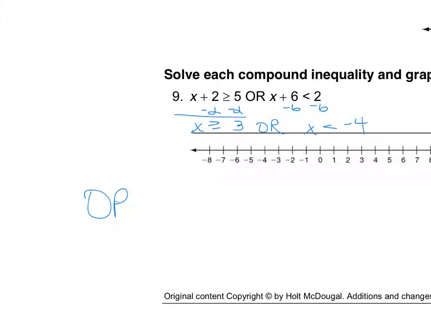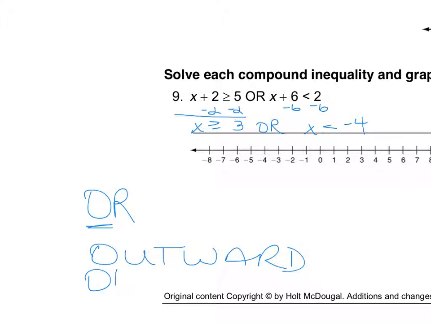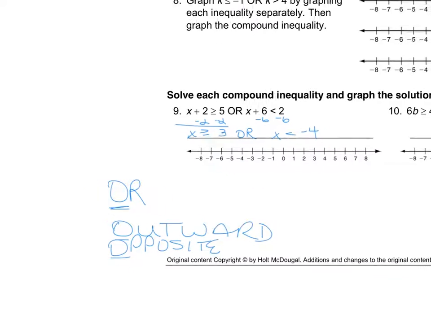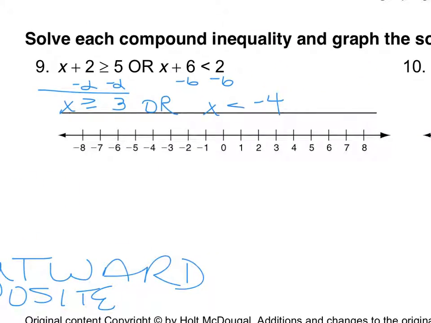Remember I told you, I don't know if I told you yesterday, or begins with the letter O, and you could either think that your graph will be pointing outward or out or in opposite directions. And notice all of these words start with the letter O. Whatever little tricks to help you remember. So here, it'll be a closed circle on 3, open circle on -4, and they're both going outward. So that was the compound ands and ors.